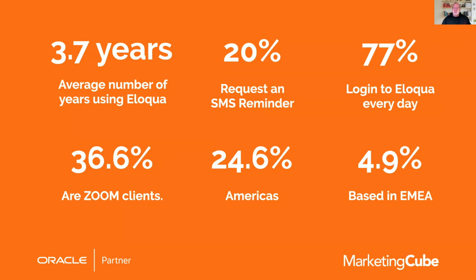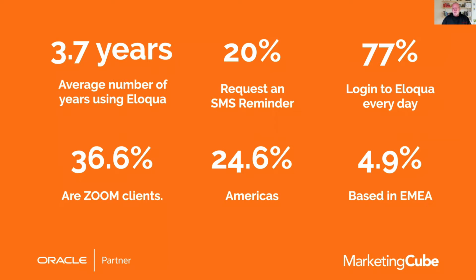Then just randomly, some other questions we ask people. 36.6% of registrants this month are Zoom clients. So we're using Zoom at the moment. We also use On24 for different types of webinars that we might run from time to time. But by far, Zoom is the largest number of customers that we have use Zoom as well as Eloqua.